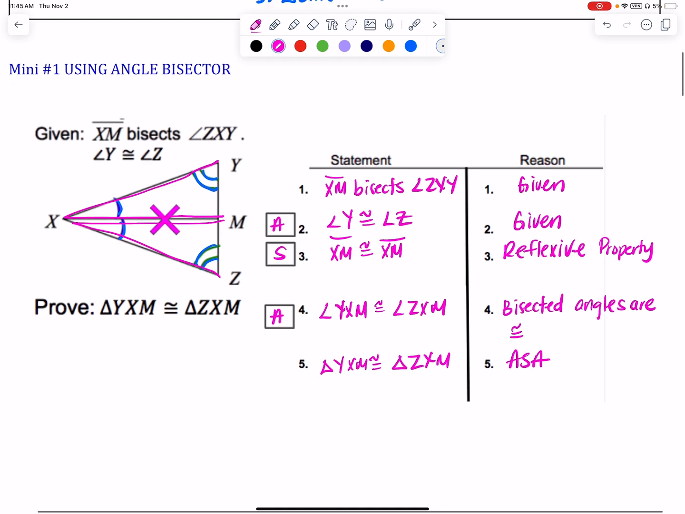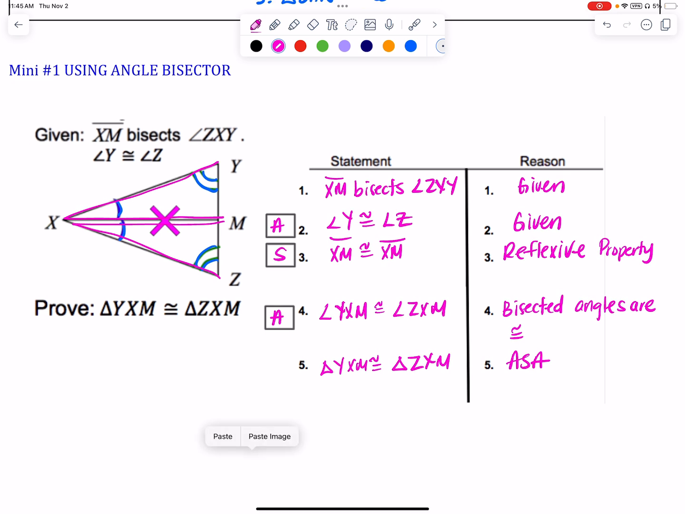Pause this video if you need more time. I annotated the diagram with the givens. I started with the givens, I ended with the proof, and I have my triangle shortcut as my compass. Don't forget those crucial steps. Let's move on.